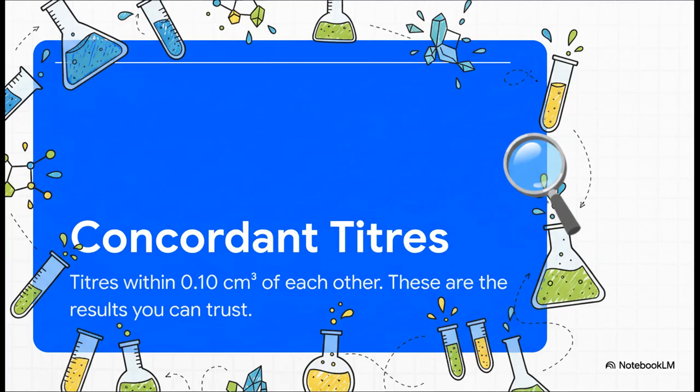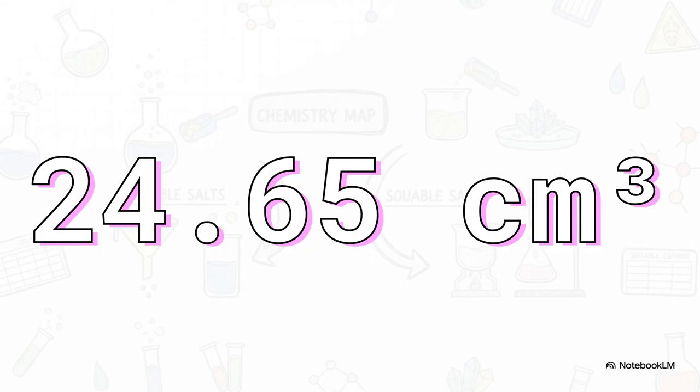You know, in science, you never just trust a single measurement. You're always looking for consistency. Concordant titers are your proof that you've done a precise and repeatable experiment. Once you have your concordant results, you just average them out. In this case, that's 24.65 cubic centimeters. That's it. That is the exact volume of acid you need to perfectly neutralize the alkali you started with.